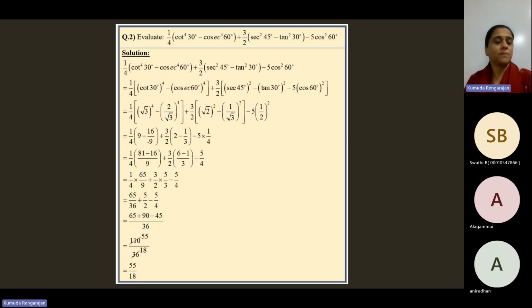How many of you got it? This bracket, did you all get 9 minus 16 by 9? You have not started. Leah? You also didn't get? No, you should tell me the reason why. You can't remain silent like this. Why?